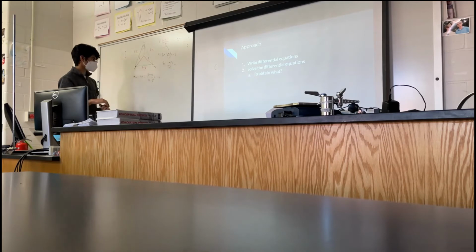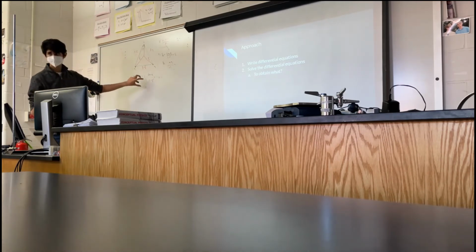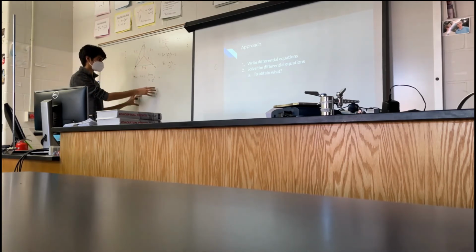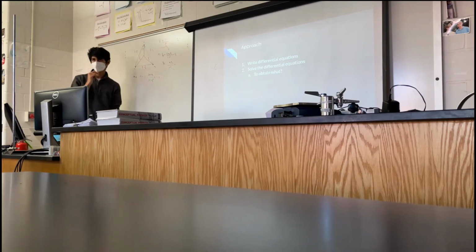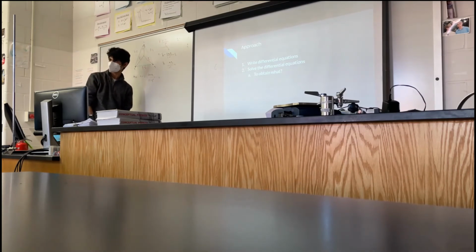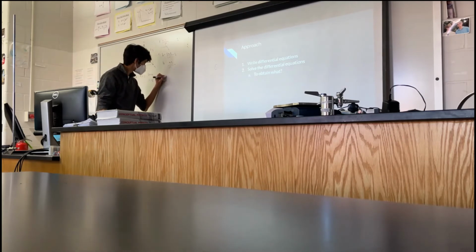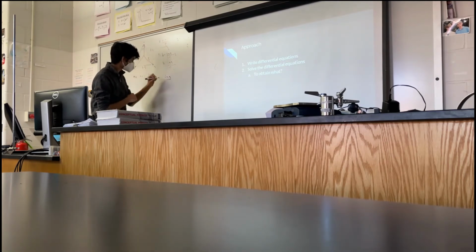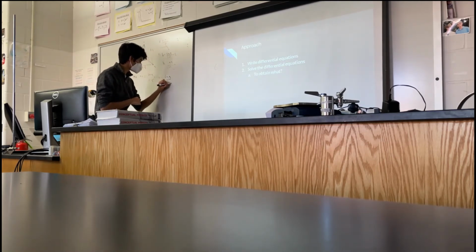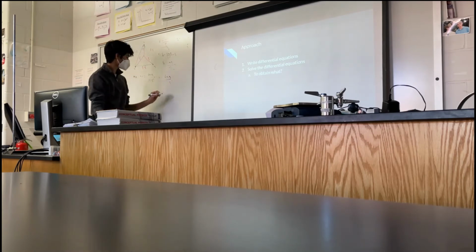And can someone now give me a similar form equation, or a similar form representation for the force between M1 and M3? Girish? Negative G M1 M3 over the magnitude of R times that. Yep.